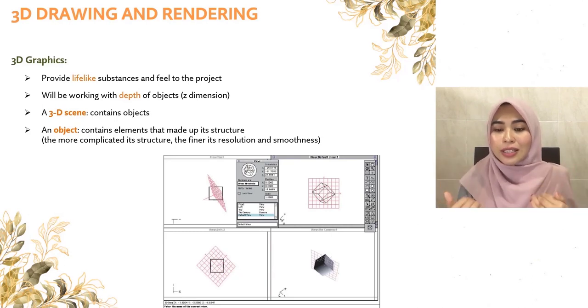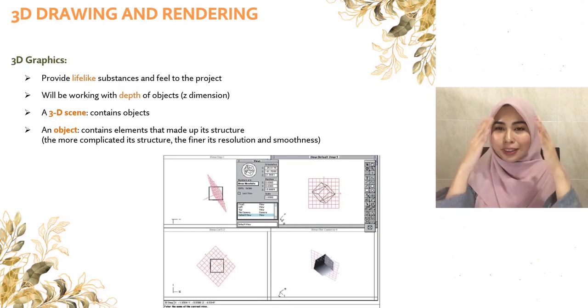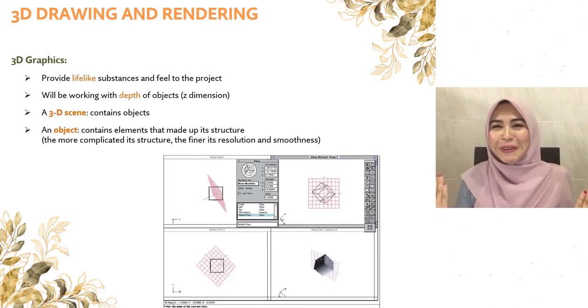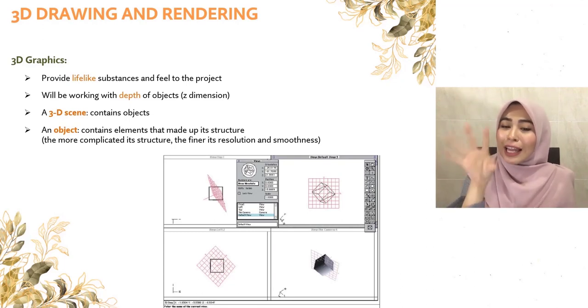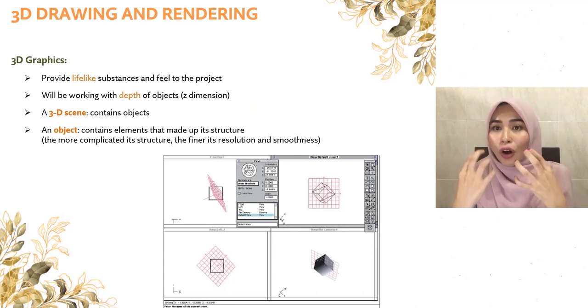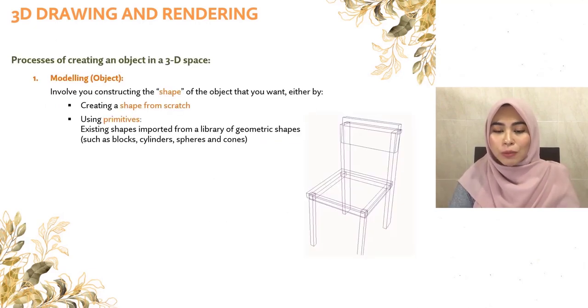So each object that is inside the scene will contain elements that make up its structure. For example, this chair. What kind of structure makes up its shape? Another example is myself. How does this object look? Let's have a person. How do you create the object? Of course, it will have the elements that make up its structure. The more complicated its structure, the finer its resolution and smoothness. The more details that you put into drawing your 3D model, the higher the resolution, the more realistic it will look. So these are the processes of creating an object in a 3D space.